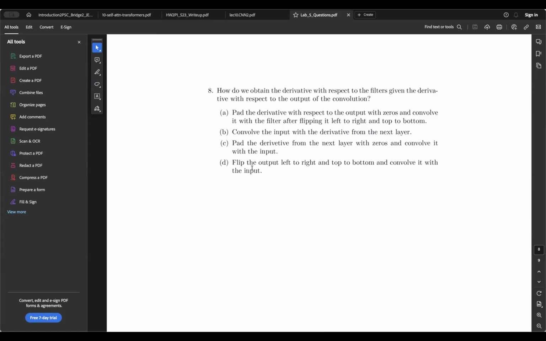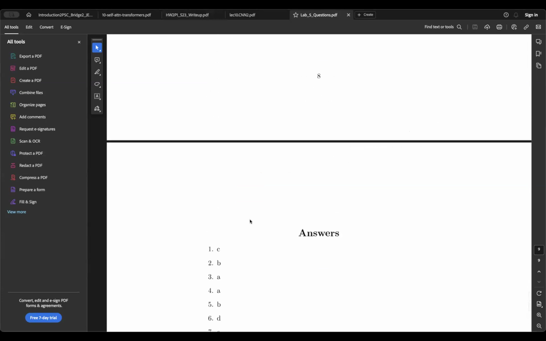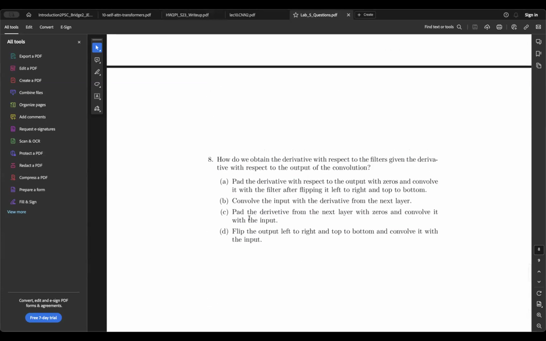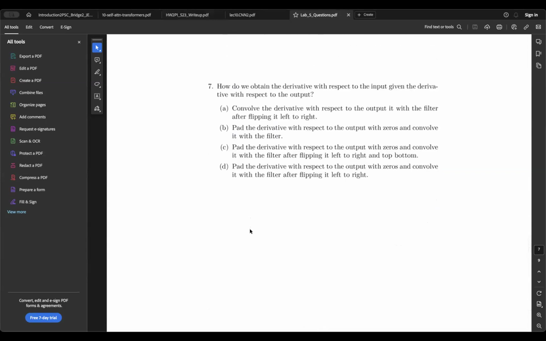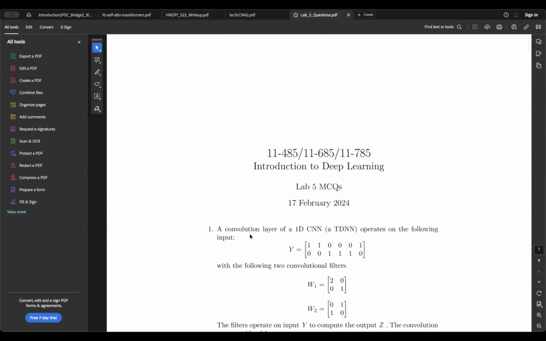So that's all for the mini quiz that we had here. If you would like to look at the solutions, I've provided them at the bottom of the PDF, and I will share this after this recitation.